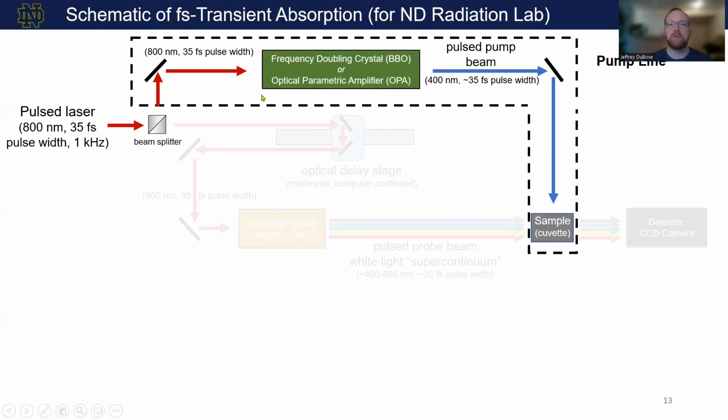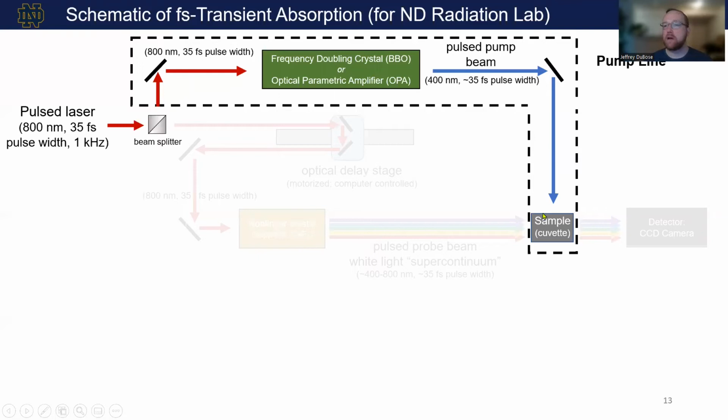Without going into the nonlinear optics that underpin how this works, for our intents and purposes, we just have an 800 nanometer light. It gets doubled up to 400 nanometers, and it comes out here as still a pulsed, roughly 35 femtosecond pulse width pump beam, and that's going to be incident on our sample.